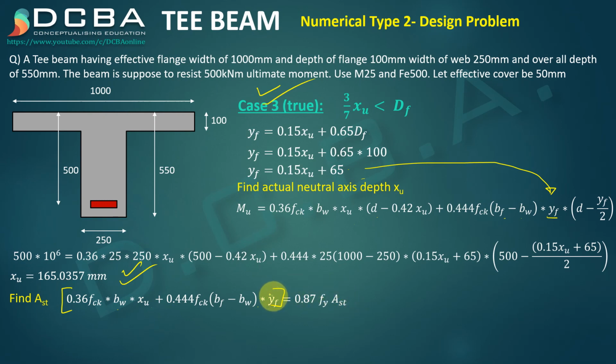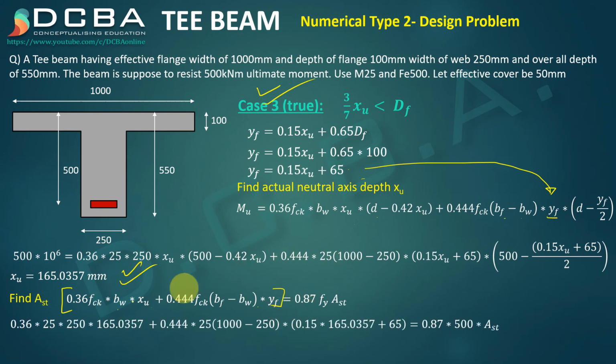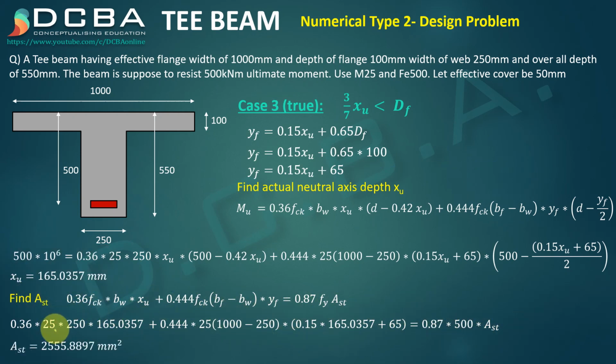Now YF value, after finding XU, you can find easily. So it's 0.36 FCK BW XU plus 0.444 FCK BF minus BW into YF is equal to 0.87 FY AST. And when you find AST, you will get it as 2555.8897 mm square. So we got the area of steel required, and now we have to know how many bars we have to provide and which dia of bar we have to provide.